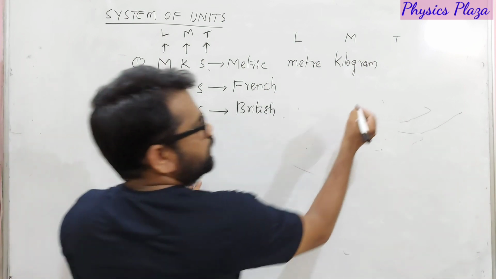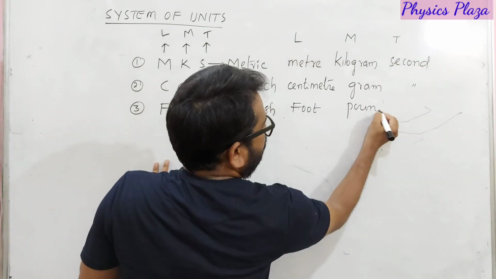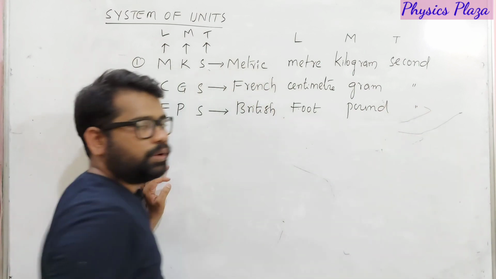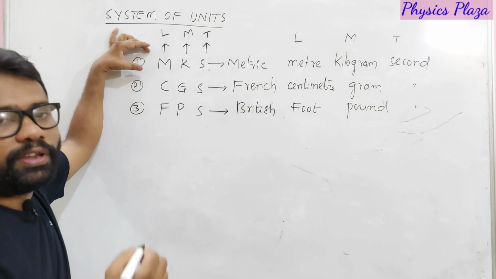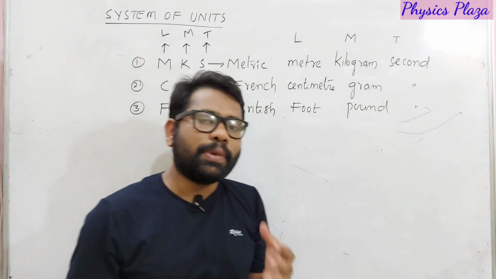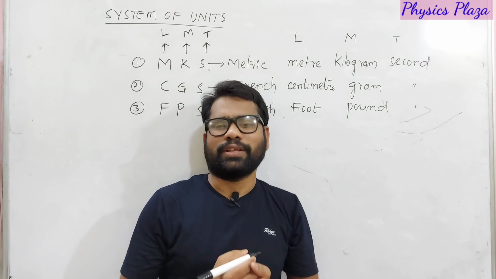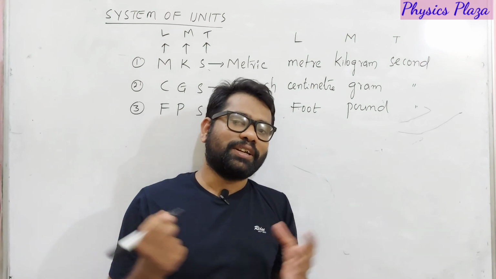Kilogram, whereas time is measured in second. Time is measured in second only. So dear children, these are the systems of units which we have. But the thing is, with the help of these systems we can measure only 3 fundamental quantities, and moreover we can say that these systems of units are outdated.